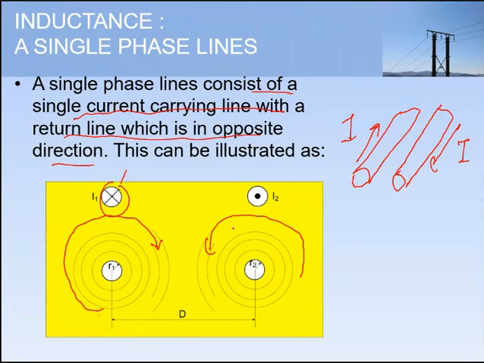So for the second case, we assume there are two phase conductors carrying current but in different directions. One is in, one is out. This is the second case, where each cable radius is R1. R1 is the radius for cable number 1, R2 is the radius for cable number 2. And the distance between the middle of the cable R1 to R2 is D. The cables are separated by distance D.